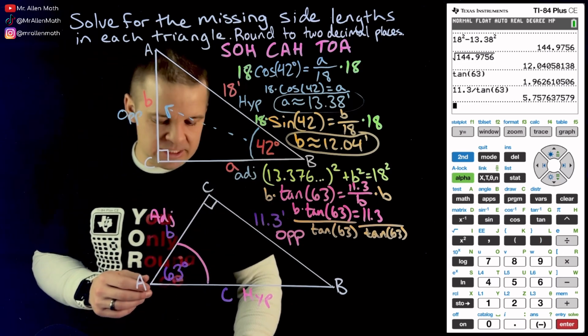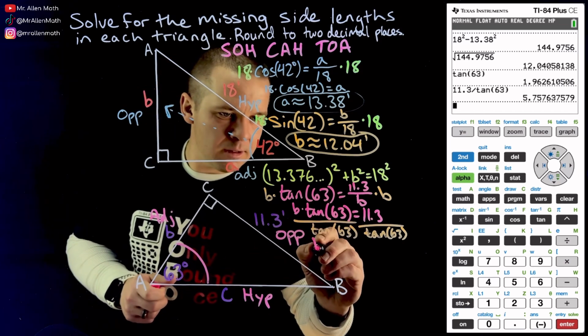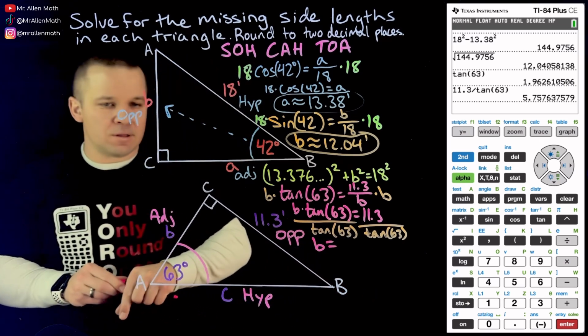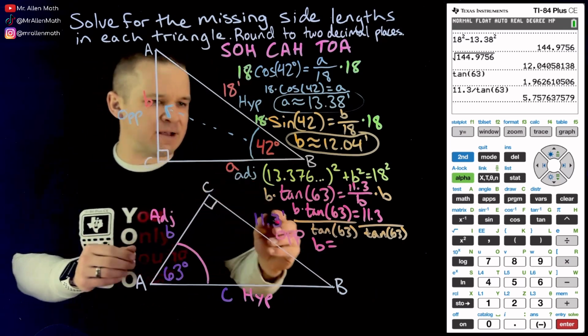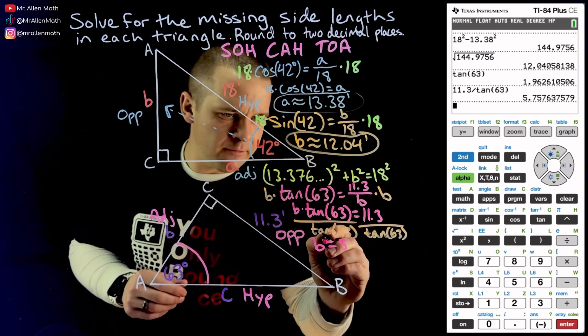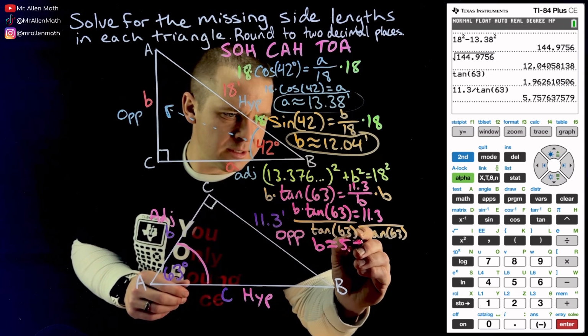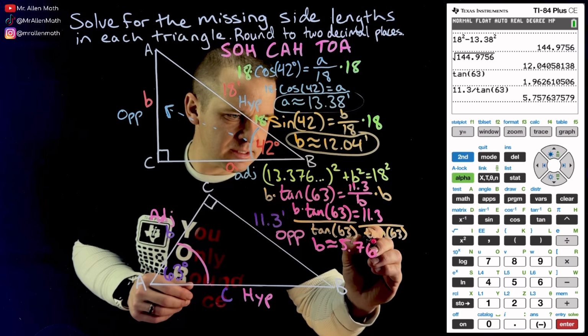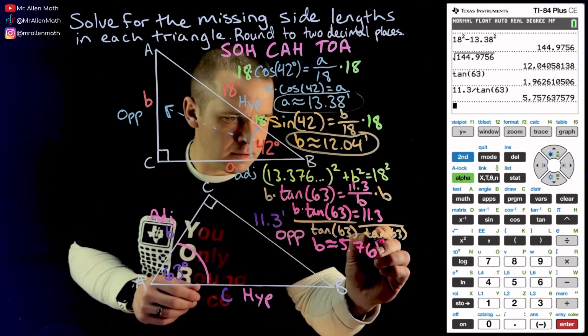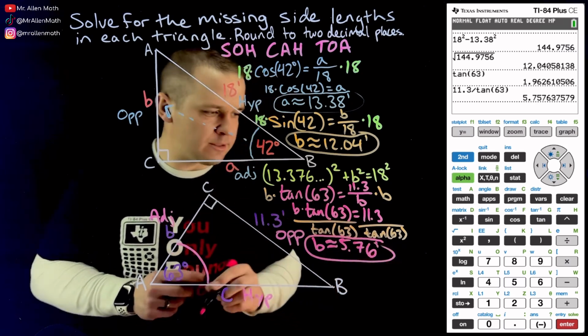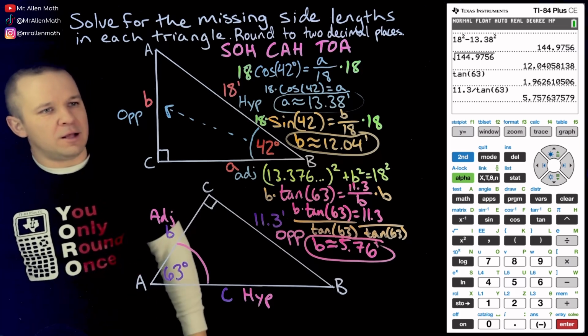B equals 5.757, so 5.76, squiggly equals. And we are in feet. Boom. Awesome. Okay. There we go.